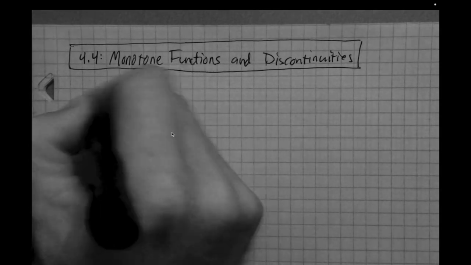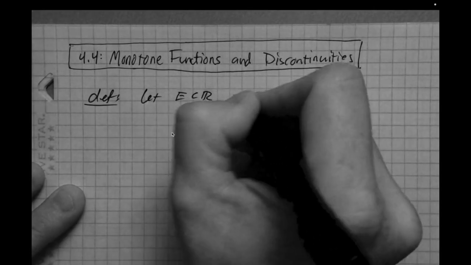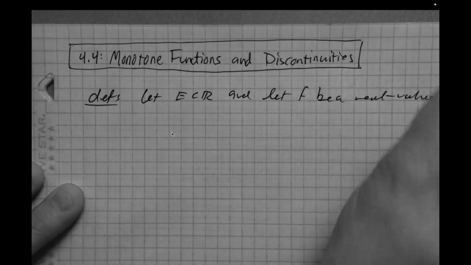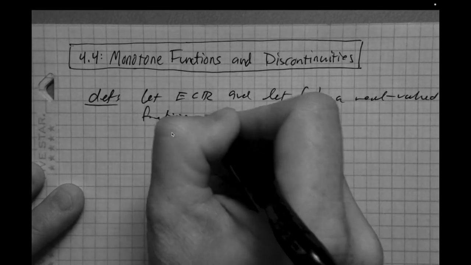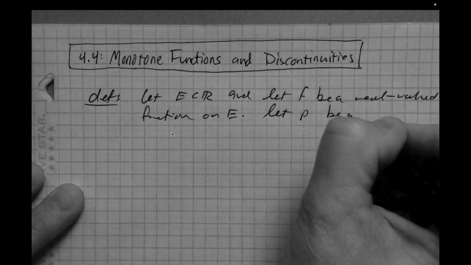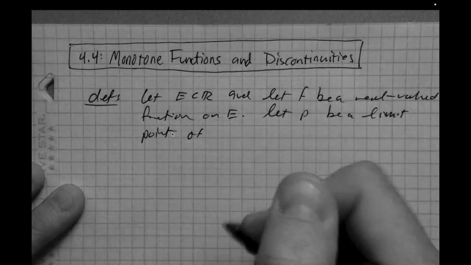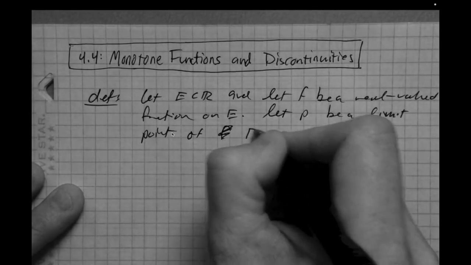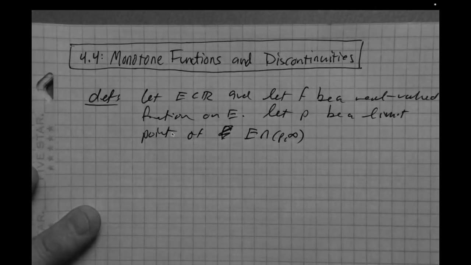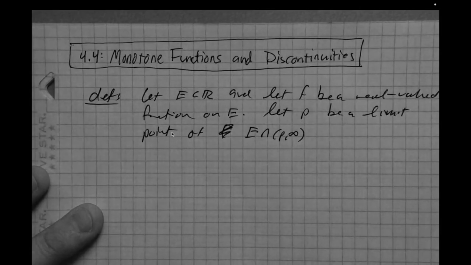So definition, let E be a subset of real numbers, and let f be a real valued function on E. So let P be a limit point of E intersect, and then we'll say P to infinity. You'll see the importance of this in a second. So P is a limit point of E, essentially.